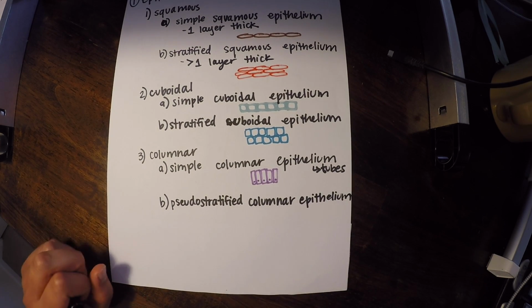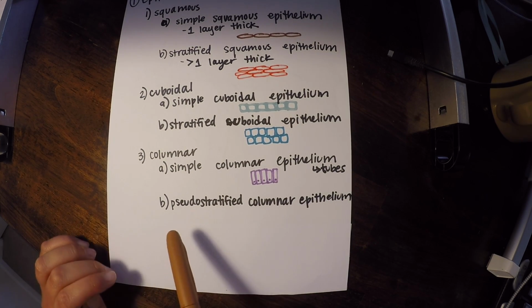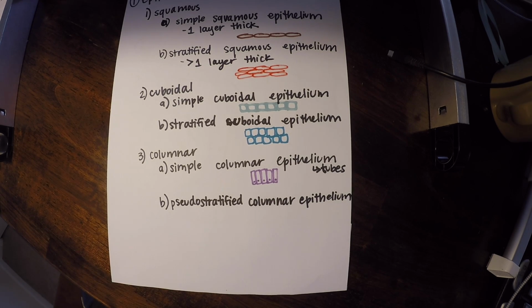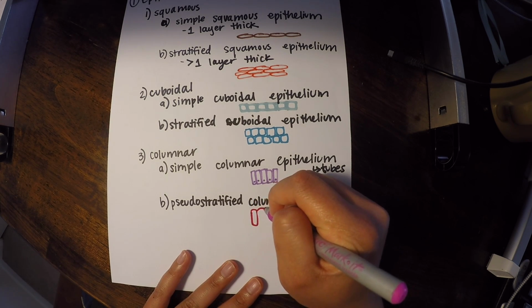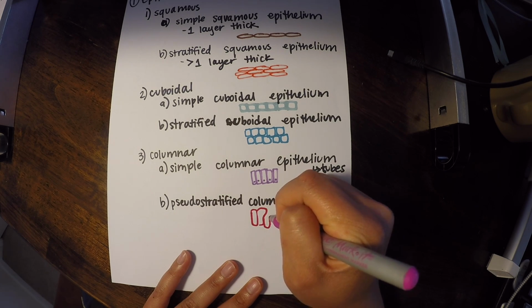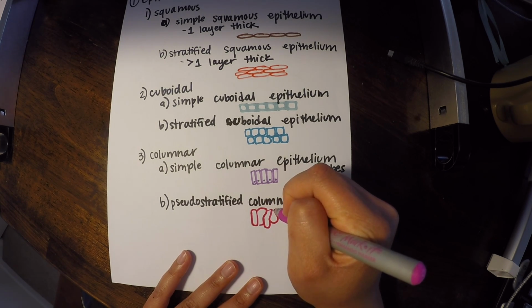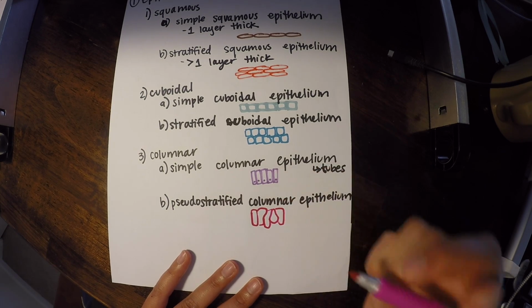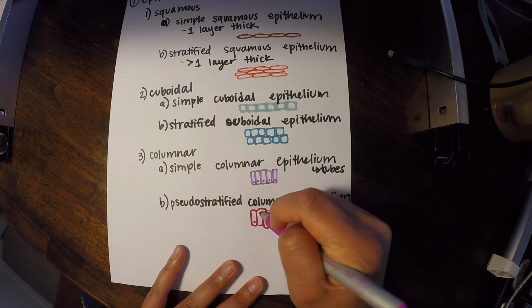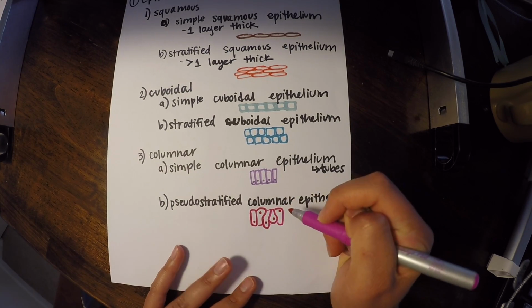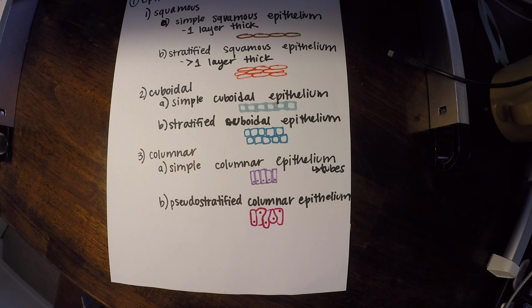All right, so pseudostratified columnar epithelium. Pseudo means fake, so it's a fake stratified columnar epithelium, and you'll see why as I'm drawing it out. So these are going to look basically like columns, but a little bit different shaped, and their nuclei are going to kind of be all over the place, which is represented by those dots.